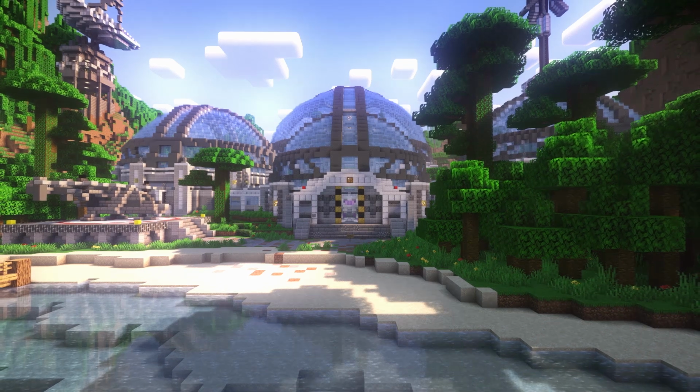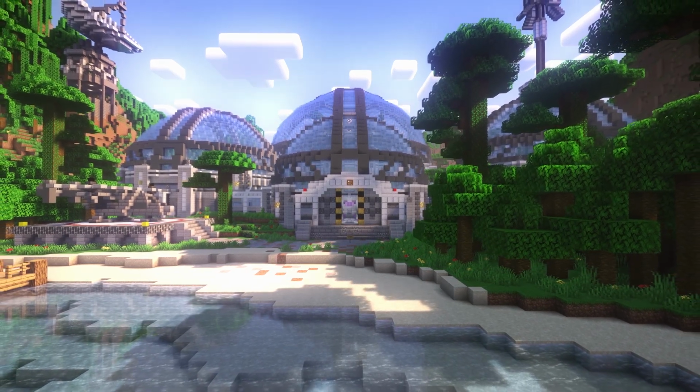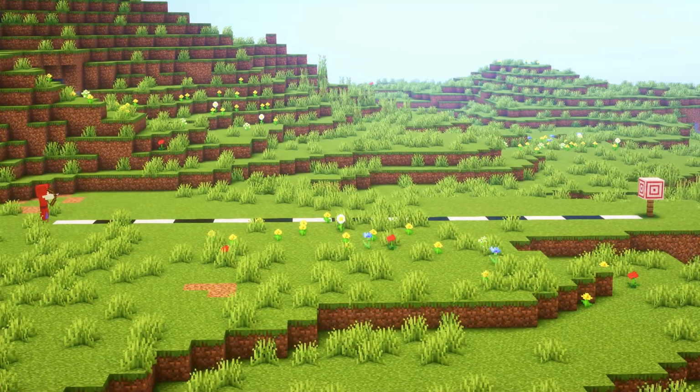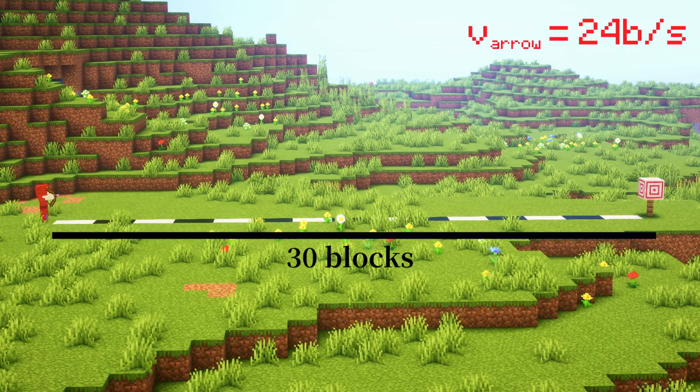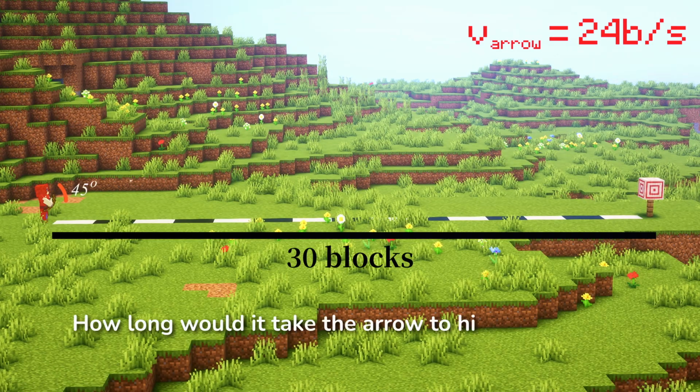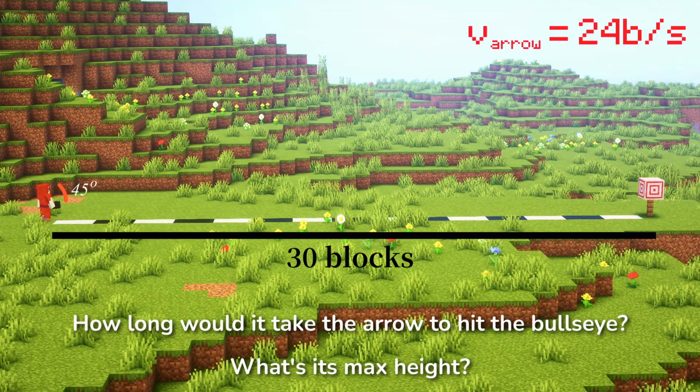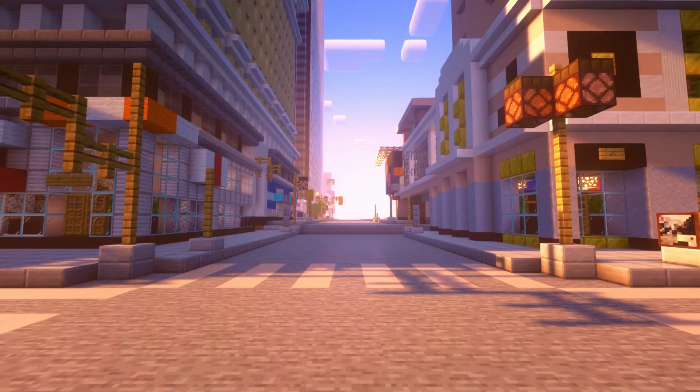Now that I've explained the conceptual aspects, we can finally switch over to Minecraft. Here's a problem. A player is trying to shoot a target from 30 blocks away. Consider that where the player releases the arrow is the same height as where the bullseye is. If the player releases that arrow at a velocity of 24 blocks per second and at an angle of 45 degrees, how long would it take the arrow to fly to hit the bullseye? What would its max height be as well while traveling through the air? Consider the gravity is equal to negative 20 blocks per second squared. After you have solved, I'll include the answers in the description.